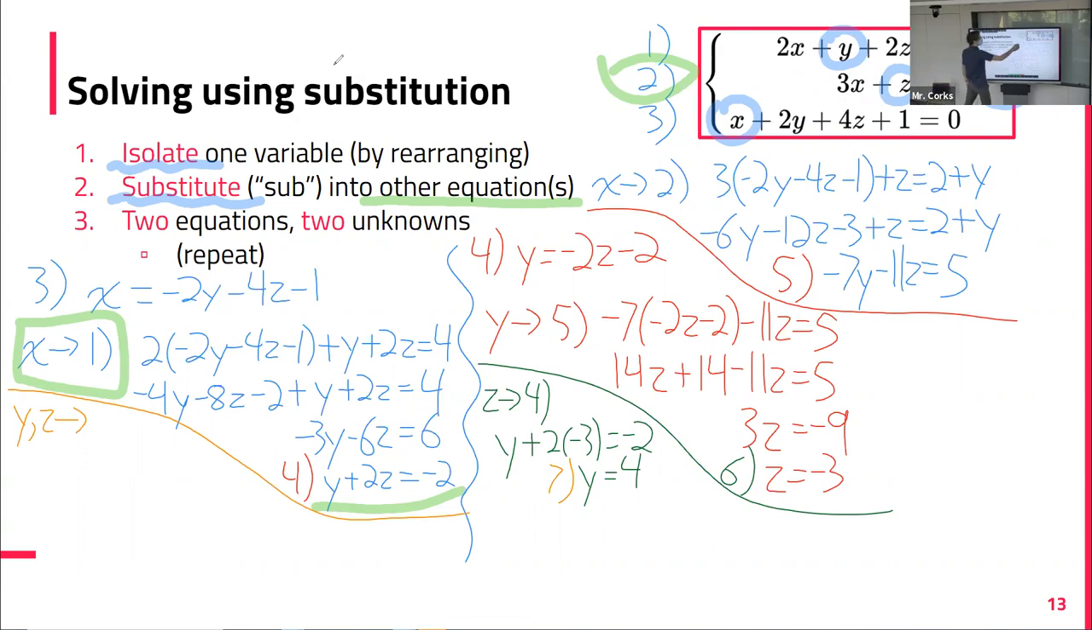Third one, yeah, we have the x is isolated here. It doesn't really matter. None of these are too complicated, but we can do that one. So into equation three, x plus two times four plus four times negative three plus one equals zero. All right, so x plus eight minus 12 plus one equals zero. So that means x is equal to three.